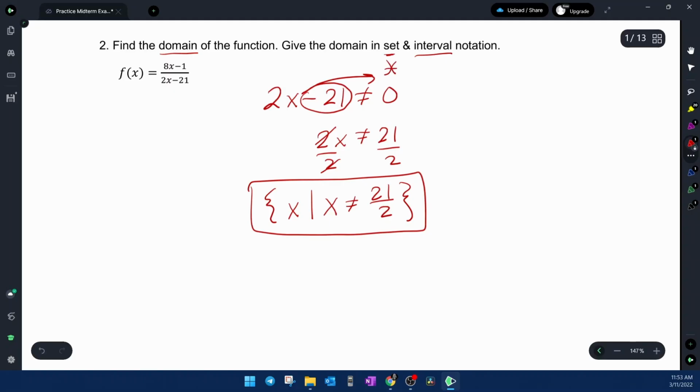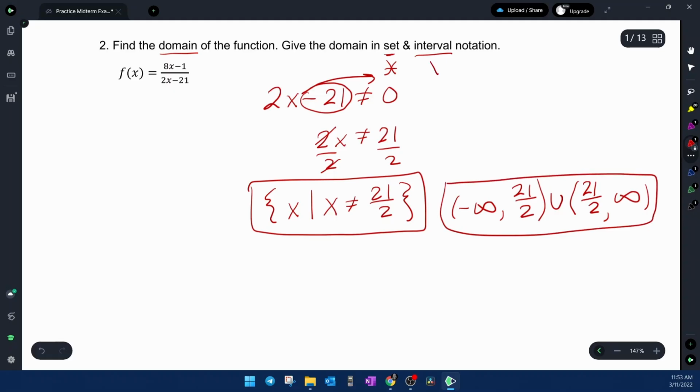The interval notation, again, remember x can be anything, any real number, except for 21 halves. So we would say that x can be anything from negative infinity up to 21 halves, not including 21 halves. Skip over to the other side of 21 halves and keep going. This is your interval notation for that domain.